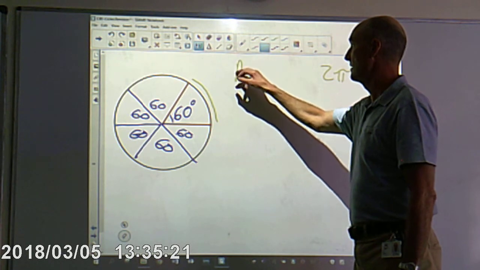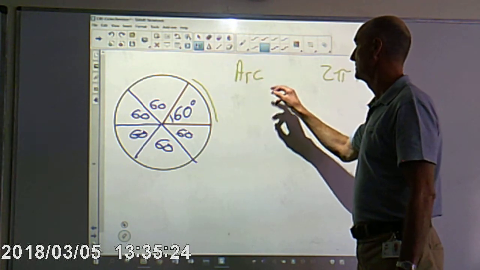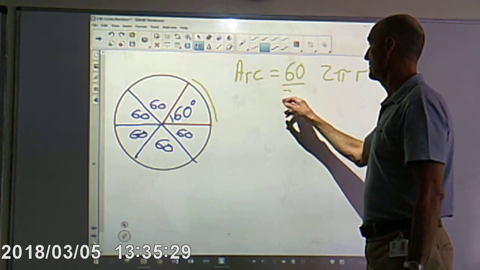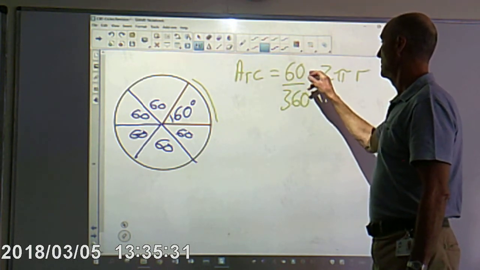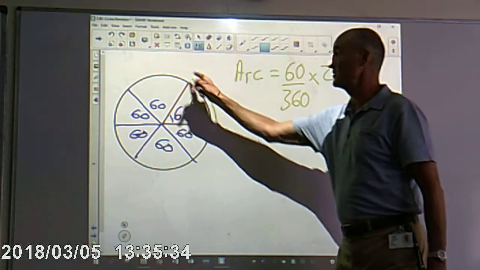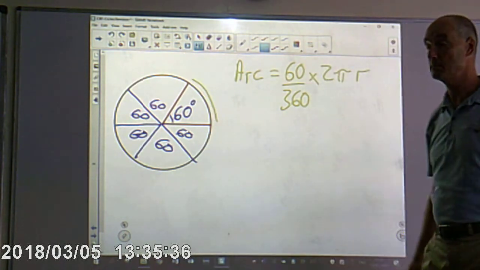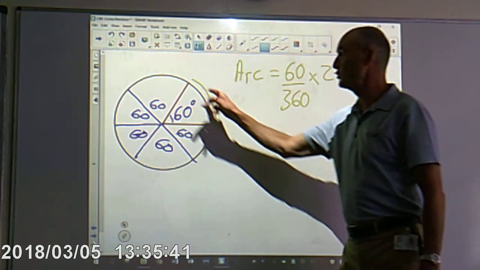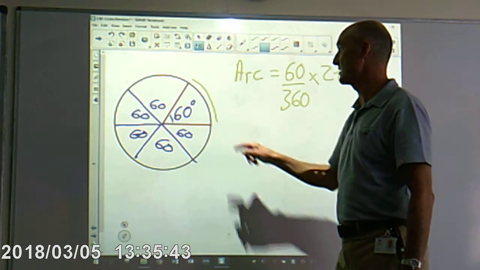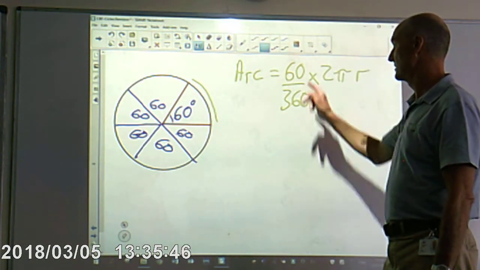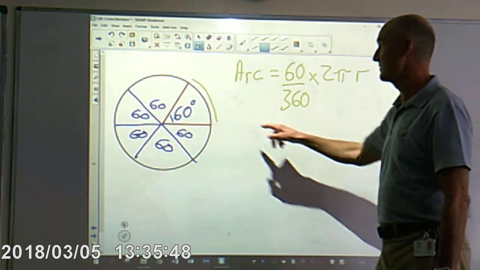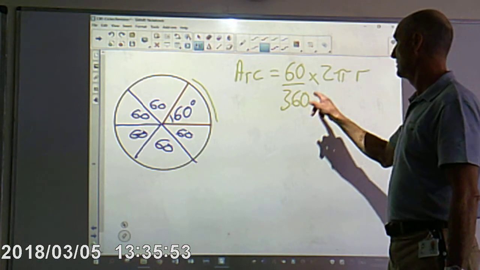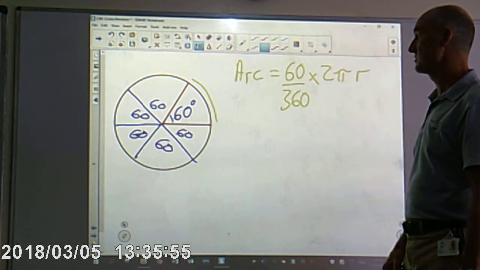So let's just call that arc 60 divided by 360 multiplied by what the distance around the whole circle would be. Okay? So it's just what proportion of that whole circumference does that arc length apply to? 60 divided by 360 will give us the proportion, the fraction of the whole circumference. The whole circumference is given by 2 pi r.